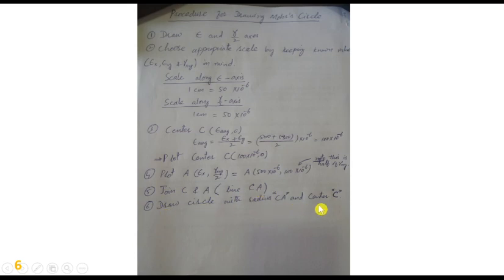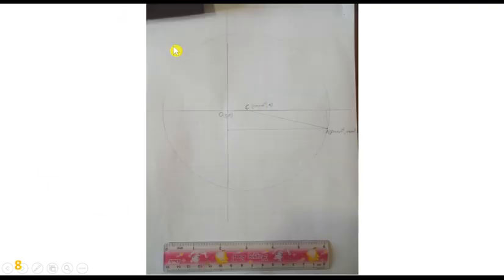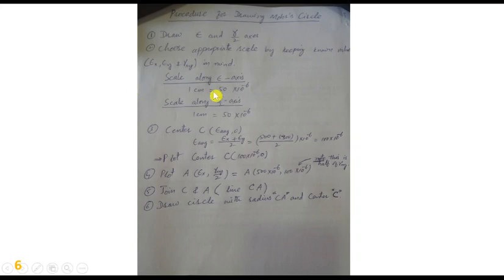Draw a circle with radius CA and center C. This point was C, then we have drawn point A. After that we have joined this line CA. After that place the compass such that its metal end, the fixed end, is on center C, and the pencil end is at point A, and draw the circle. When the circle is drawn, it is like this. Remember, from here to here it is 2 centimeter, from here to here it is 10 centimeter, according to the scale that we have chosen here.